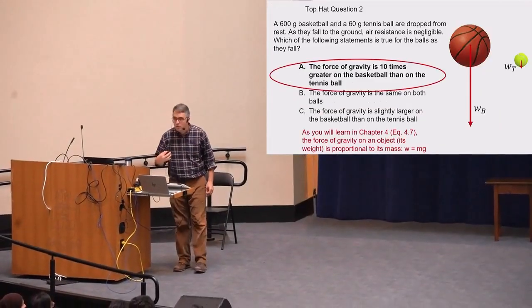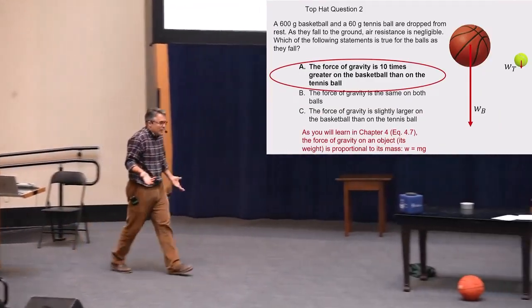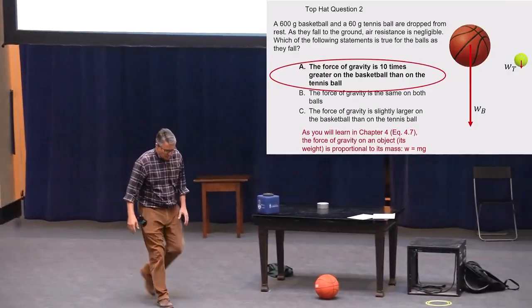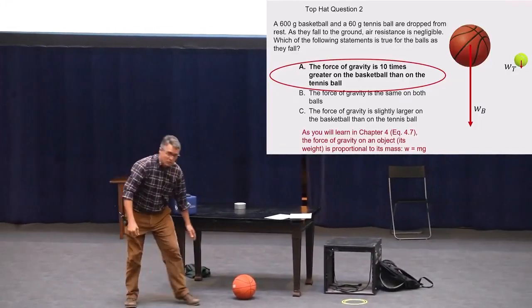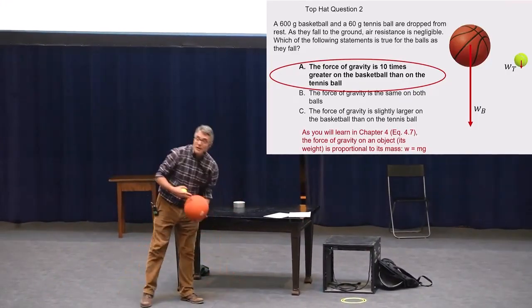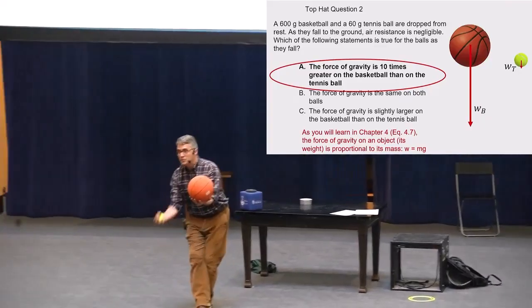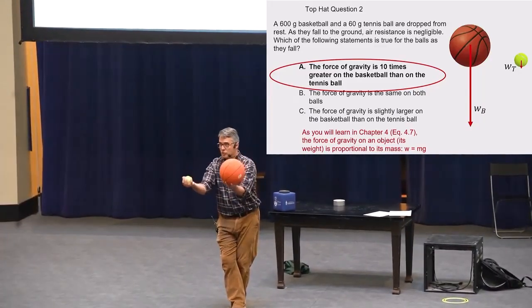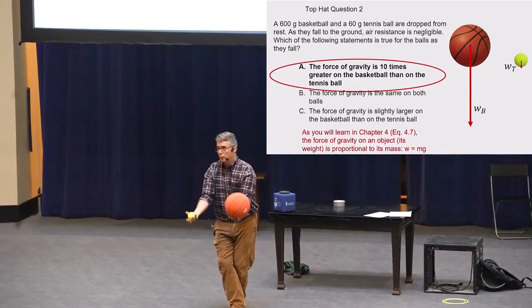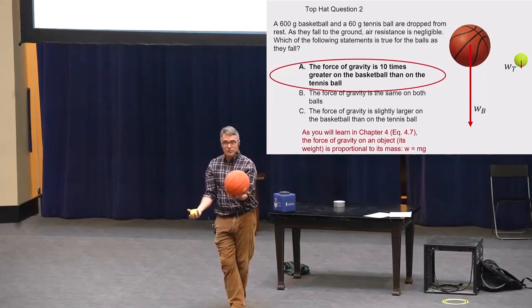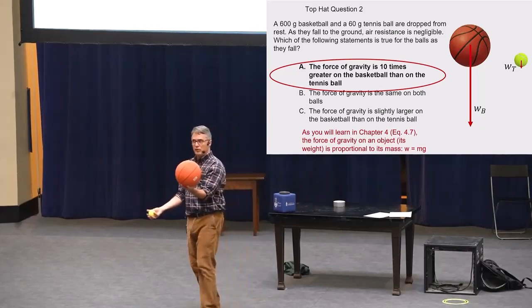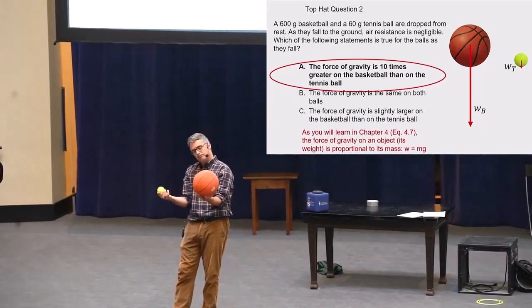But it is certainly true that the basketball weighs more. And so there's something called weight, which in this course means the same thing as the force of gravity. So the Earth is somehow reaching up and pulling on these 2 objects, and pulling them towards the center of the earth. And it pulls a lot more force on the basketball than it does on the tennis ball.